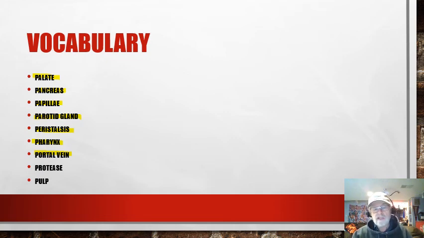I could go into that. I love talking about the portal vein. I could go on for hours and hours and hours about problems with the portal vein and stuff like that, but we don't have the time here.